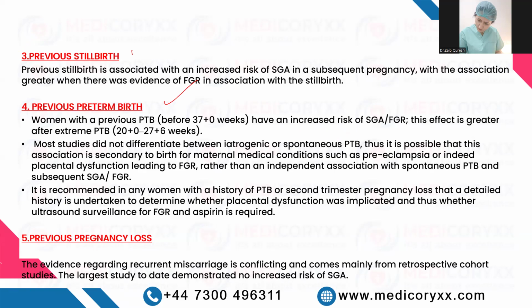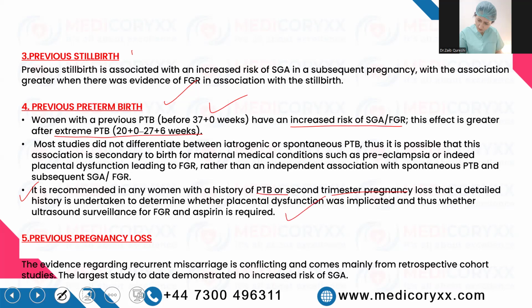Previous preterm birth before 37 weeks carries an increased risk of SGA or FGR. This effect is greater after extreme preterm birth, which is 22 to 27 plus 6 weeks. It means as we go back in gestational age, the chances of complications in the index or current pregnancy will be higher. It is recommended that in any woman with a history of preterm birth or second trimester pregnancy loss, a detailed history is undertaken to determine whether placental dysfunction was implicated.